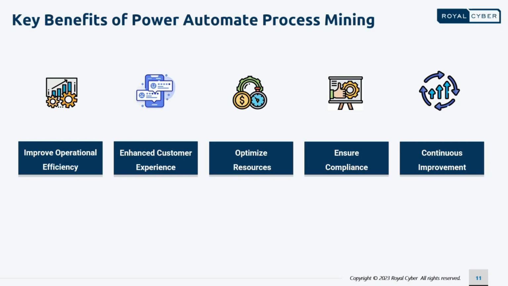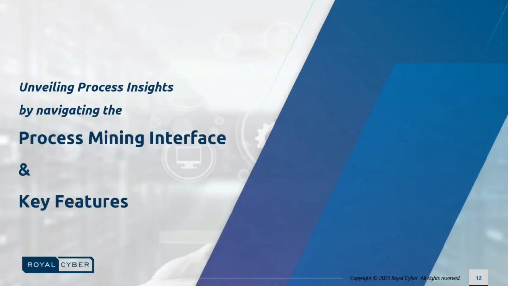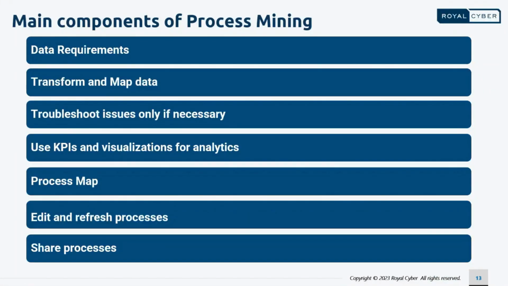It also ensures compliance with relevant regulations, such as tracking and auditing financial loan approval processes for legal adherence. Moreover, it fosters continuous process optimization, allowing organizations to stay agile and competitive by regularly identifying areas for improvement in their workflows. So now I'll move toward the main components of process mining.